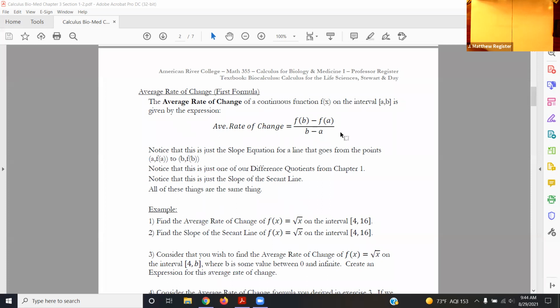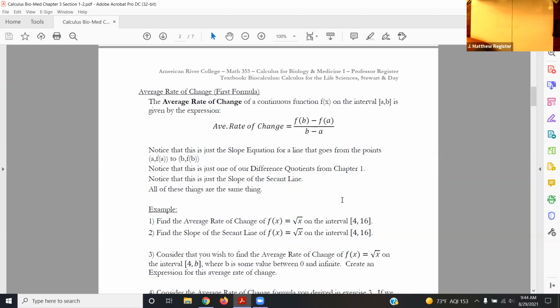Hopefully there's nothing new about this. This is just the slope equation from algebra 2. This is just the difference quotients equation from chapter 1. This is just the slope of the secant line. All of these things are the exact same thing. The one downside for this one, though, is that it requires two inputs. And that's something which makes it so that it's great for calculating average rate of change, but not so much for instantaneous rate of change.